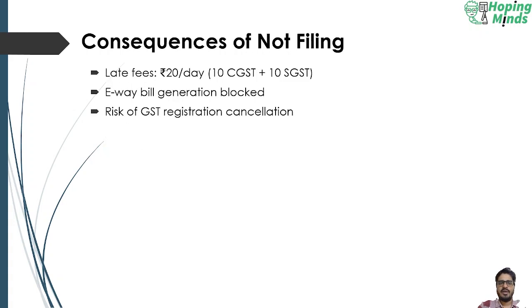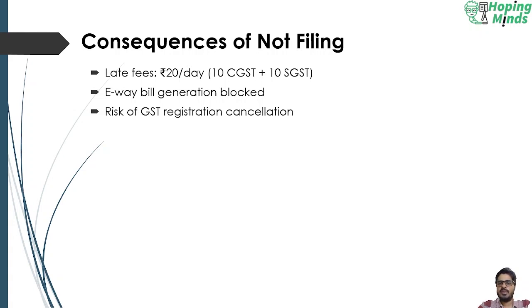So moving ahead, what are the consequences of not filing GSTR-3B return? Late fee of rupees 20, that is 10 under the CGST head and rupees 10 under the SGST head will be charged in case of filing of GSTR-3B return belatedly. But this amount has an upper limit, that is the maximum limit that can be charged as late fee is rupees 500 per return.